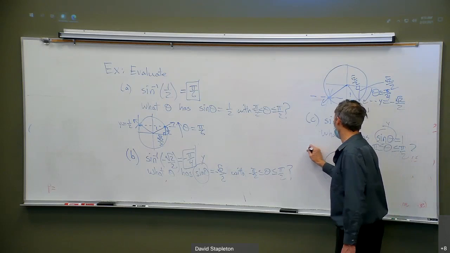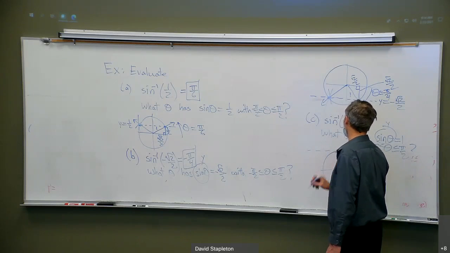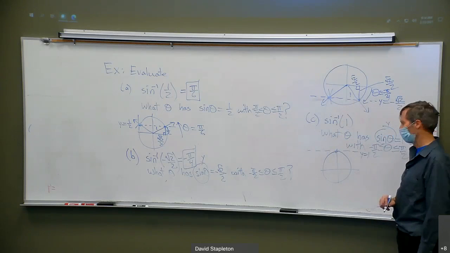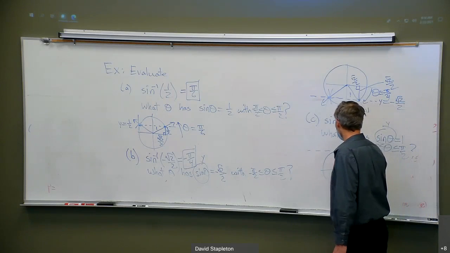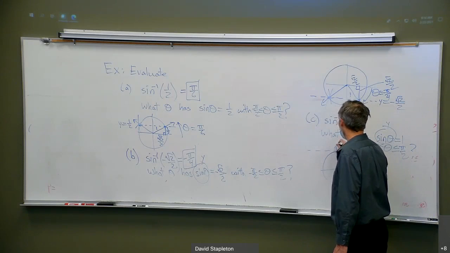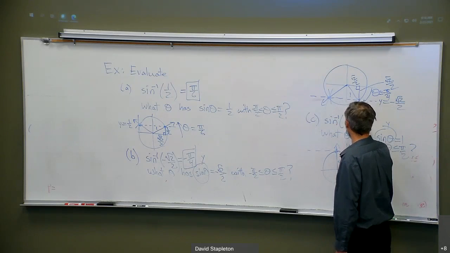Here's the line of all points y equals 1. It's right here. It just touches the unit circle at one point this time. And so there's only one terminal ray. It's this one right here. What angle in standard position has that terminal ray? It's only pi over 2. You can see it immediately. So evidently, arcsine of 1 is pi over 2.